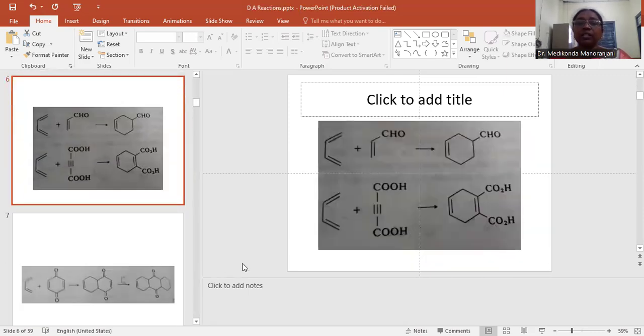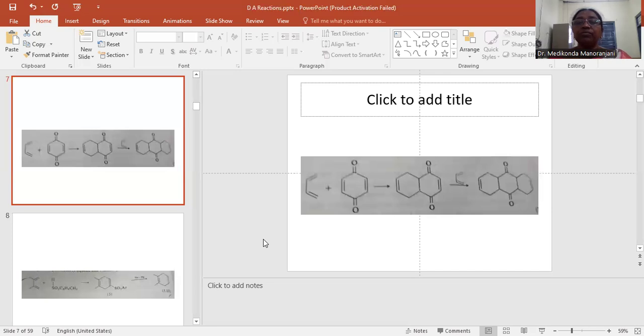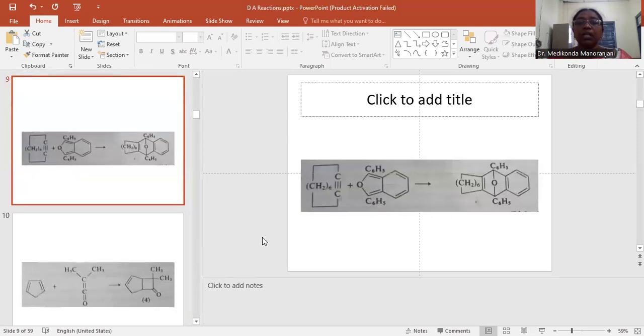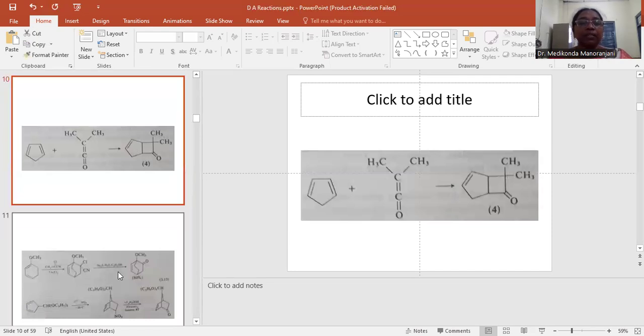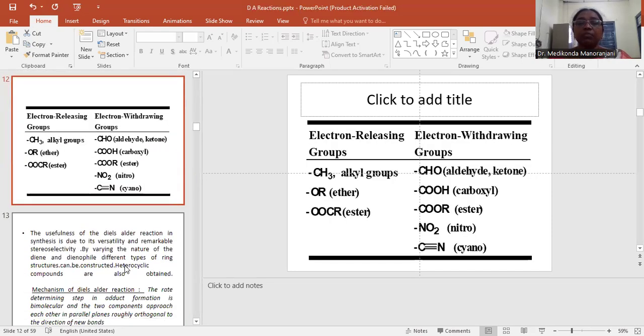Now let us see two examples, butadiene and the dienophile to form the cyclic adduct. Here in the first case, butadiene reacts with the ethylene compound, and in the second case, butadiene reacts with the triple bonded compound. Then this is also an example in which the dienophile is a cyclic compound. Similarly, with cyclic compounds, both diene and dienophile are in the cyclic form to give a very complex adduct. So these are the various examples.